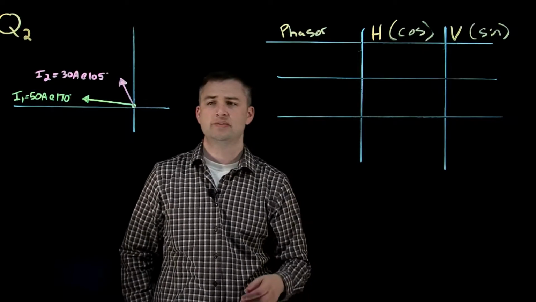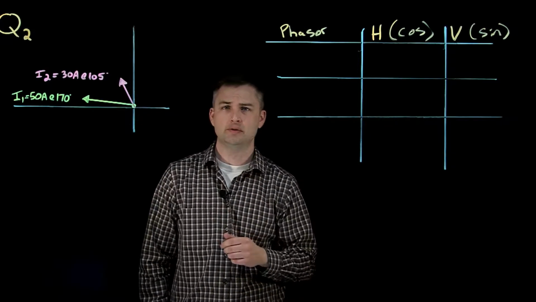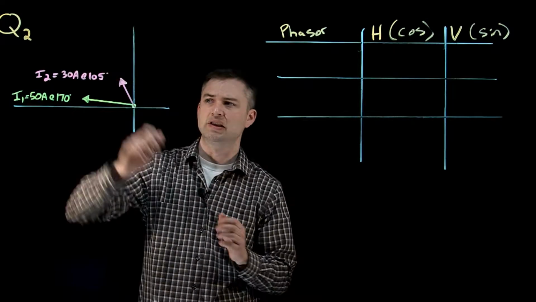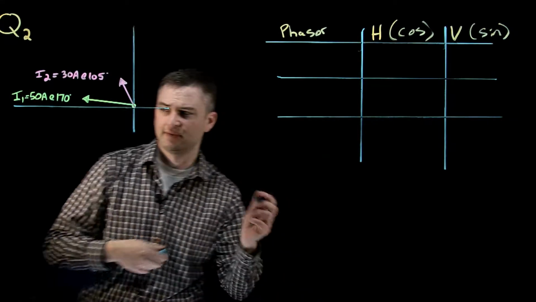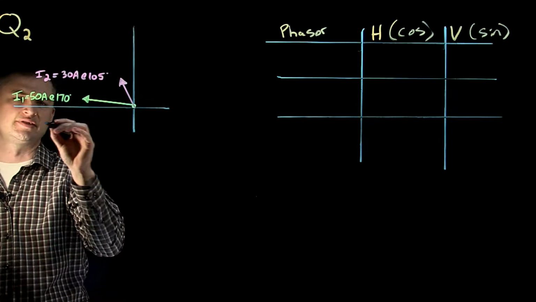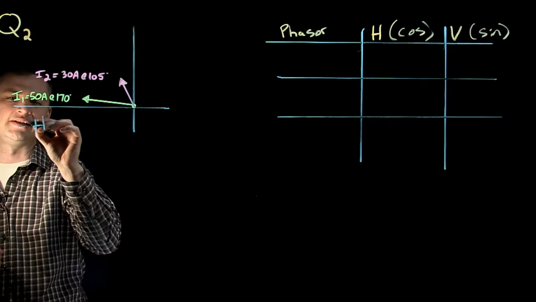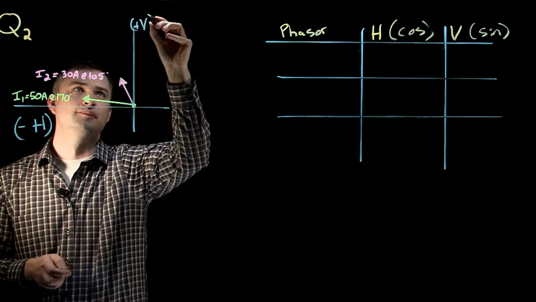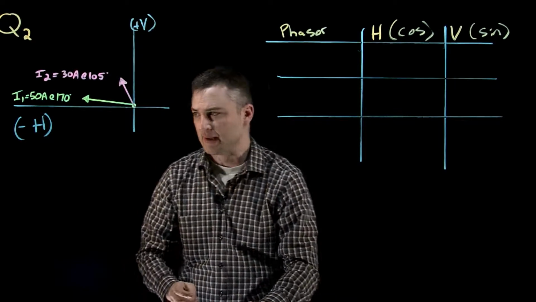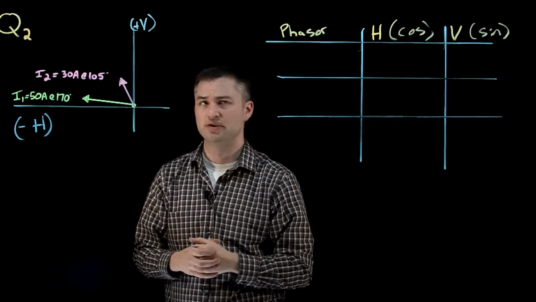In this video, we're going to add some more phasors. We're going to be in quadrant 2. Quadrant 2 is up to the left. What we have is a composite of horizontal components that are negative and vertical components that are positive. These are the values we have to deal with in quadrant 2.